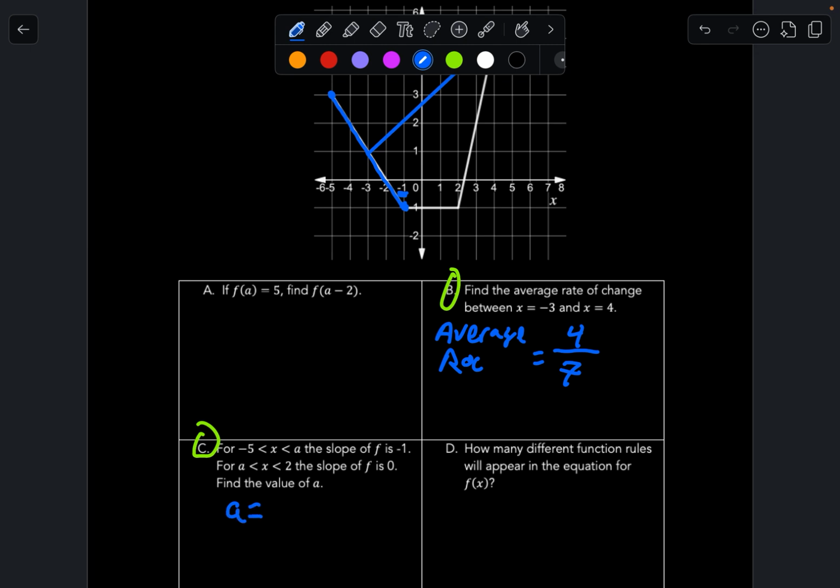Find the value of a. A equals -1. That satisfies everything, because this slope is 0, and that's between -1 and 2.